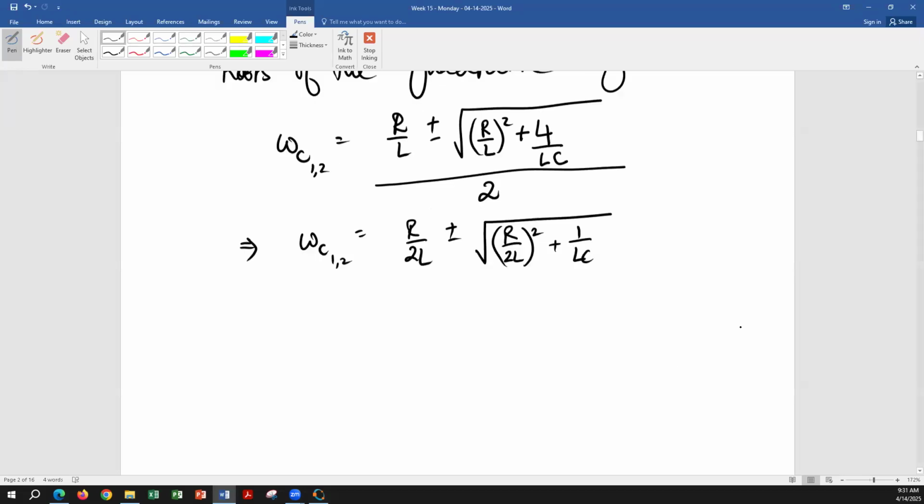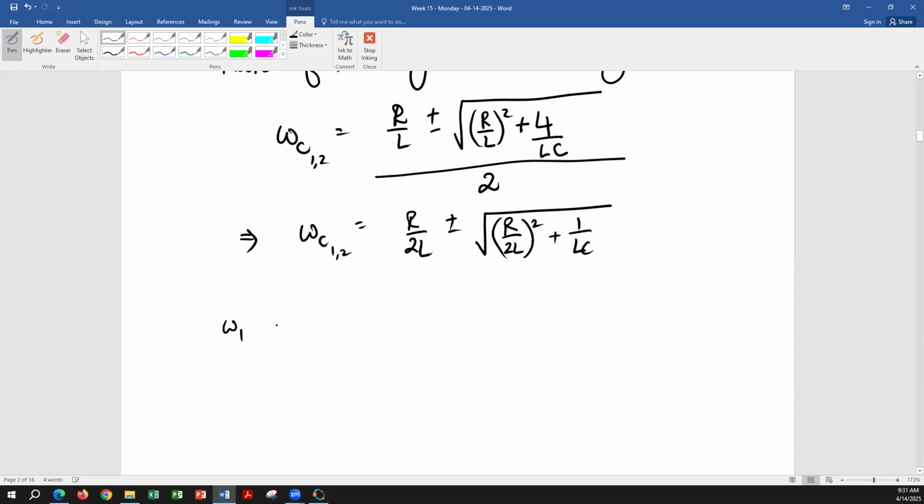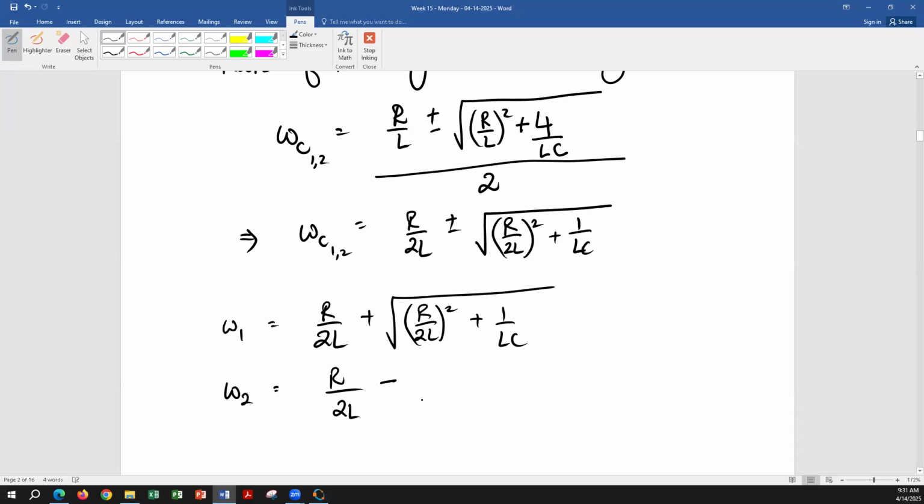Okay. All right. So from this, we have two roots. Omega 1 equals R over 2L plus square root of R over 2L square plus 1 over LC, and omega 2 equals R over 2L minus square root of. And from this, we are going to get our upper cutoff frequency, which is this one.